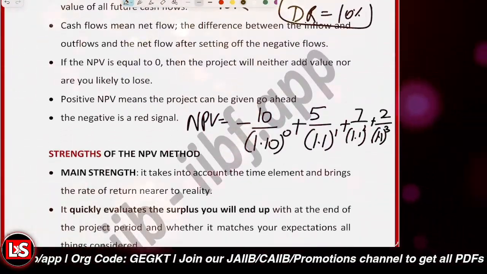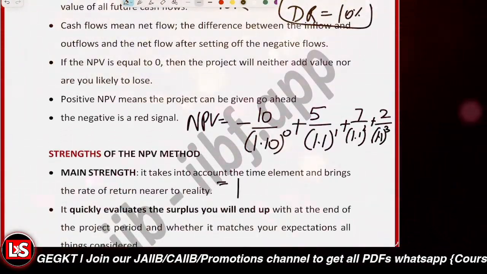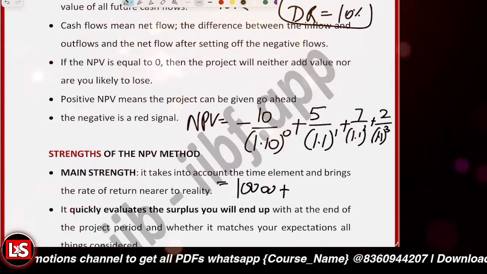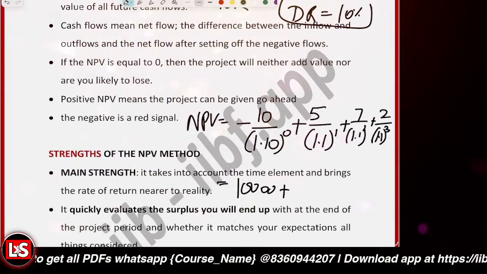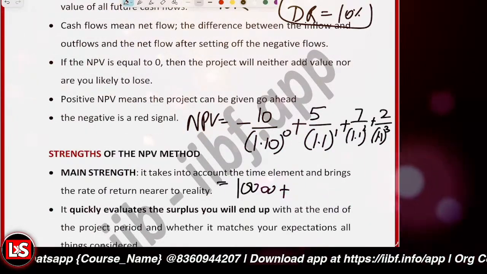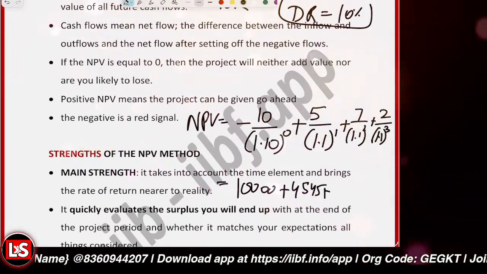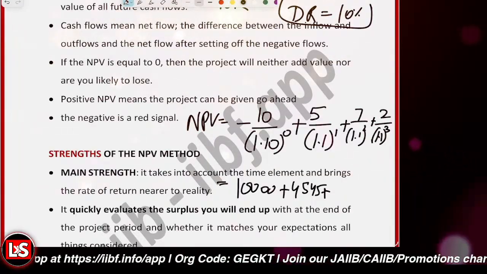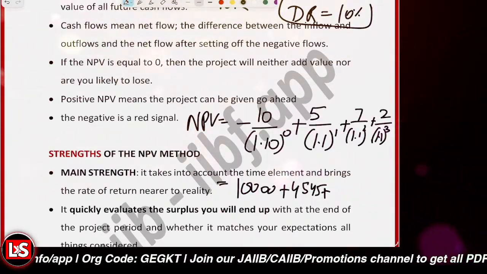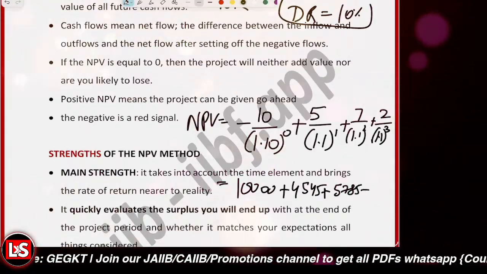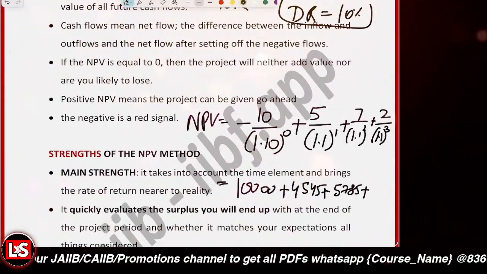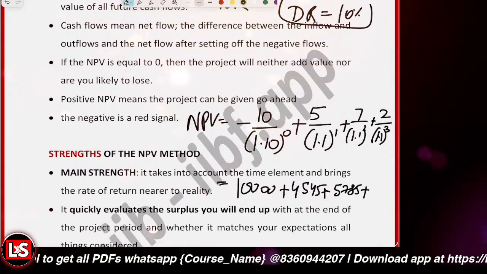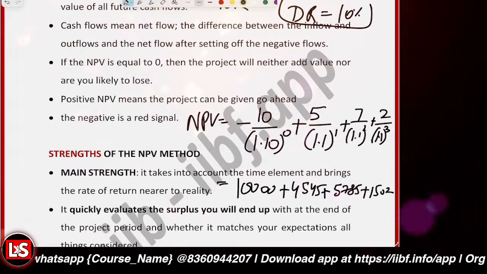So for the first term, it is 10,000 itself, because it was in thousands. For the second one, it will be 5 divided by 1.1. That is 4545. That is the value. For the third one, it is 7,000 divided by 1.1 and by 1.1 again. That is 5785. I'm not considering the decimal values for now, just for making the calculation easier. The last one is 1502. No, it is a minus sign here.